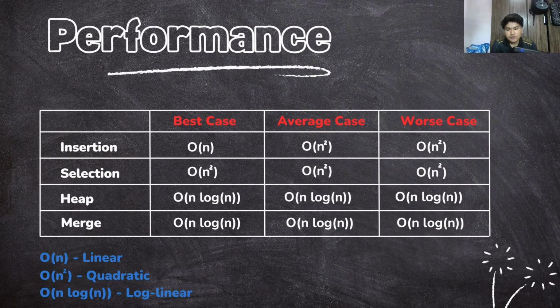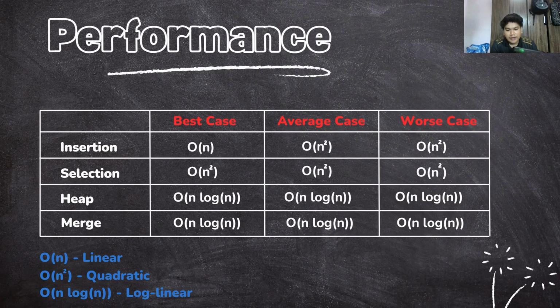So let's look at the algorithms one by one. For insertion, when the data is in the best case, it will run a linear operation, and for the average and worst case, it will run a quadratic operation, which is the nested loop. Next, for the selection algorithm, the best case, average case, and worst case will all run the quadratic operation.